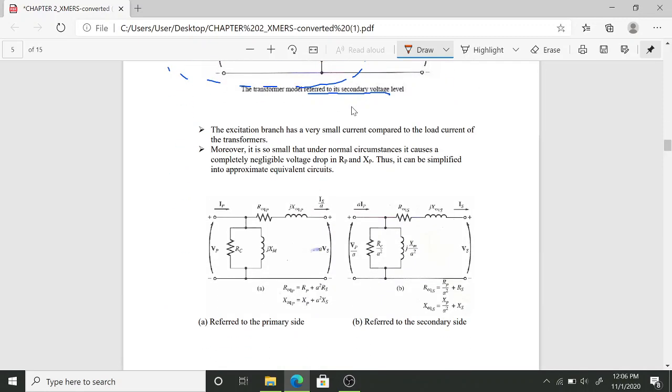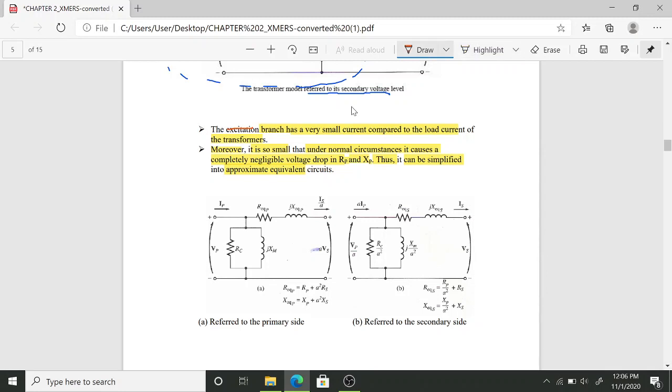so next, the excitation branch has a very small current compared to the load current of the transformer. Moreover, it is so small that under normal circumstances, it causes a completely negligible voltage drop in RP and XP. Thus, it can be simplified into an approximate equivalent circuit.